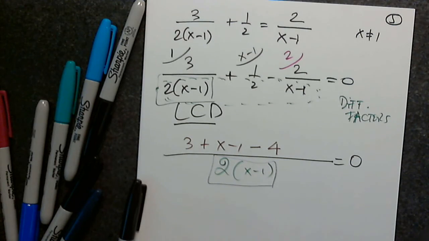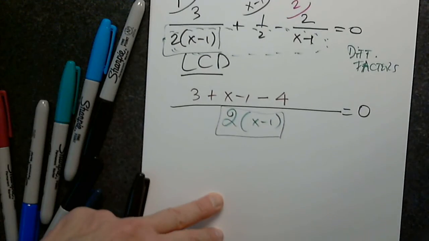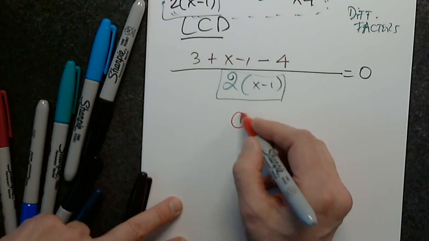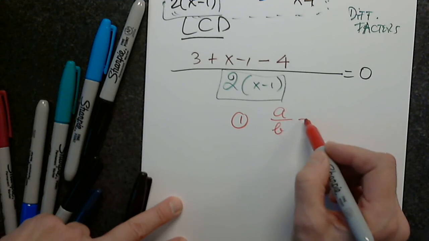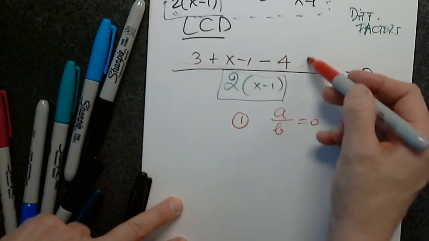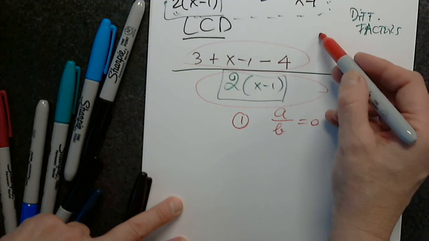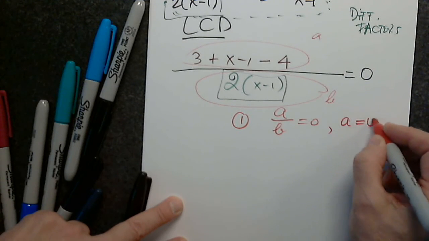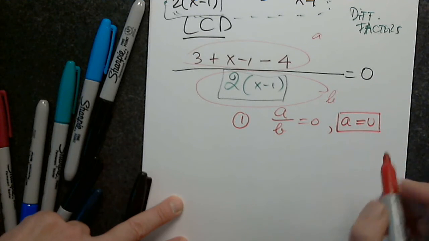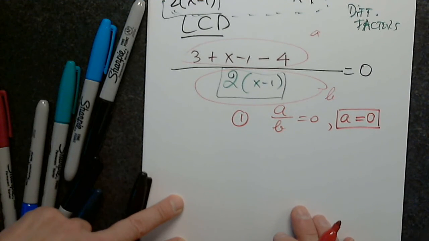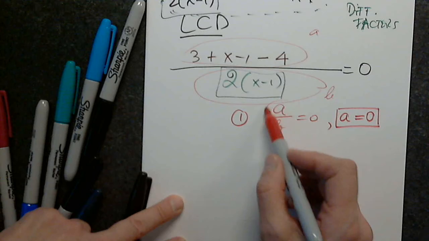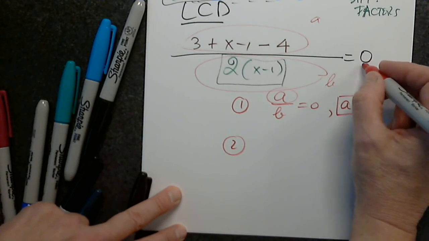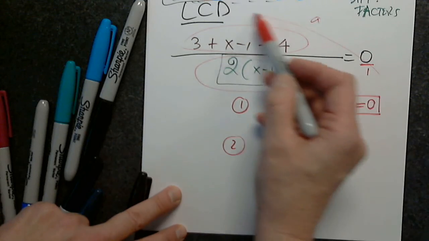Option number 1, it's up to you. If you have a third option, use the third option. Option number 1 is to say that a over b is 0. A over b is 0 only if a is 0. A fraction is 0 only if the numerator is 0, and I'm done. Option number 2 is to write this over 1 and cross multiply.